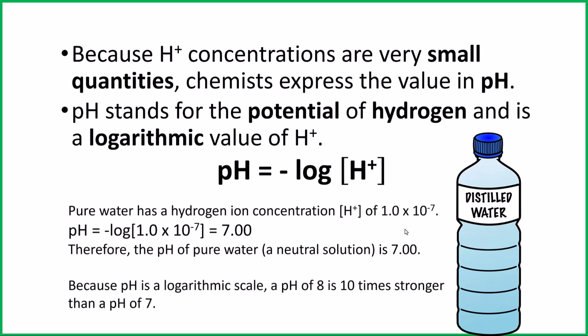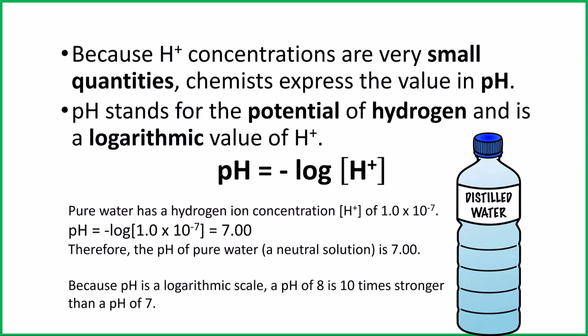So for example, pure water has a hydrogen ion concentration of 1.0 times 10 to the negative 7th. So this is literally how many hydrogen ions can be found in a sample of water. And the pH then is equal to the negative log of the hydrogen ion concentration here. So we plug in 1.0 times 10 to the negative 7th, and that gives us a pH of 7. Therefore, the pH of pure water, which is a neutral solution, is 7.00.